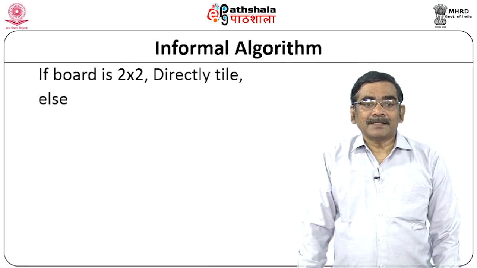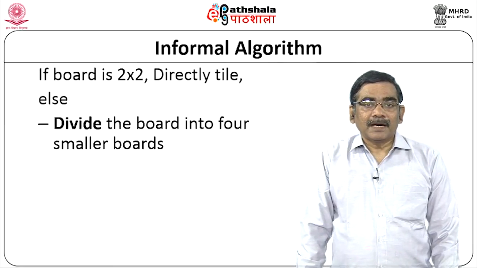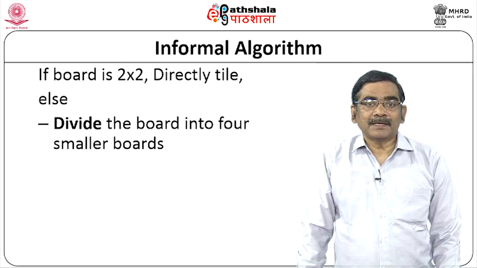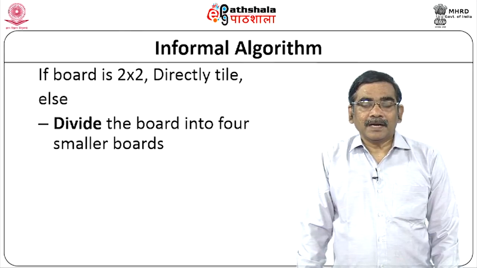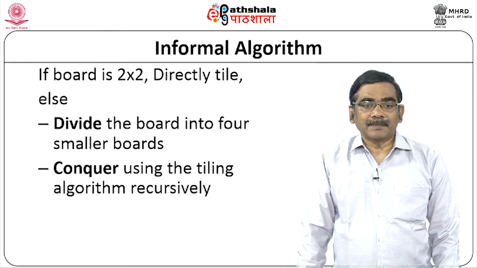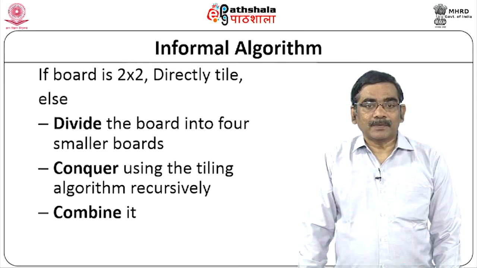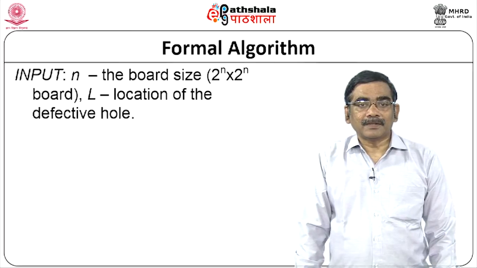directly tile. Otherwise, we are going to divide the board into 4 smaller boards, and once the smaller boards are available, we can see whether it is possible to tile or not. So, in short, in divide and conquer, we divide the problem into 4 subproblems and see whether the tiling is possible or not. Once the tiling is possible, we combine all the results together to give the solution for the final board. This is what the algorithm is all about.